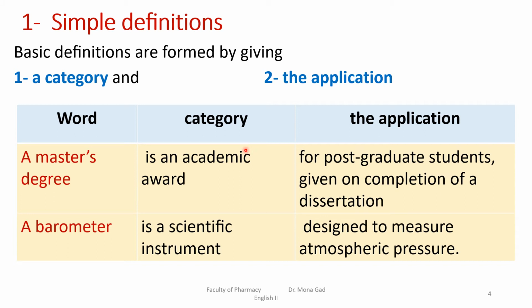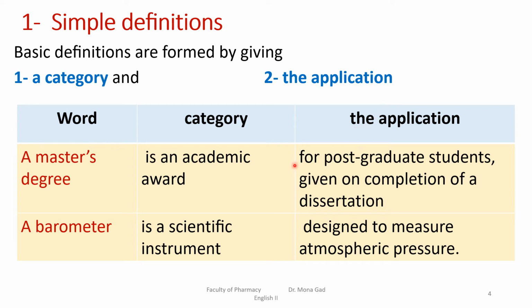Simple definitions are simple, by the way. They are really simple. Basic definitions are formed by giving 3 main parts. The first part is the word or the term that needs definition. The second part is a category: what is the word or term? The third part is the application.